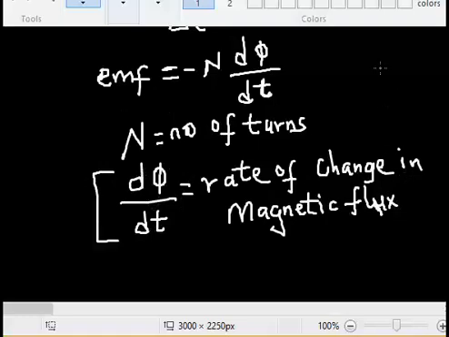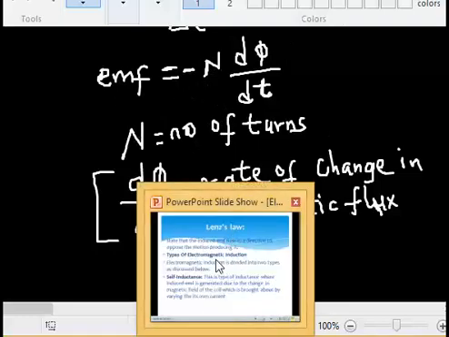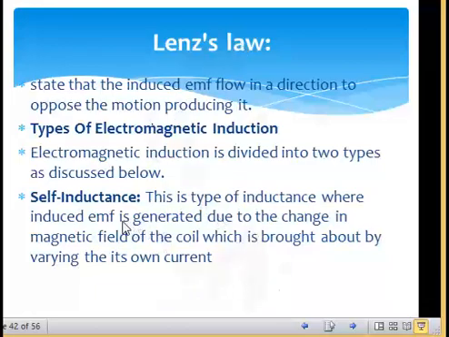Now the question is, from this formula, why am I having a minus? What is the essence of the minus sign? That is what we will discuss as we look at the next law, known as Lenz's law. Lenz's law tells us why we have that minus. Lenz's law states that the induced EMF in a coil flows in a direction to oppose the motion producing it, which simply means that the induced EMF is always in the opposing direction to the change in flux.